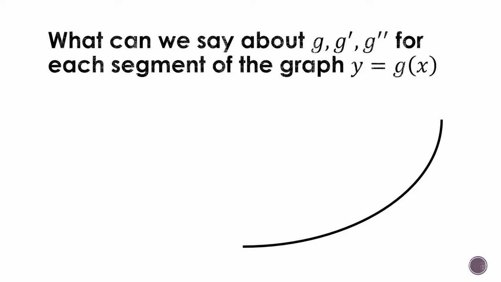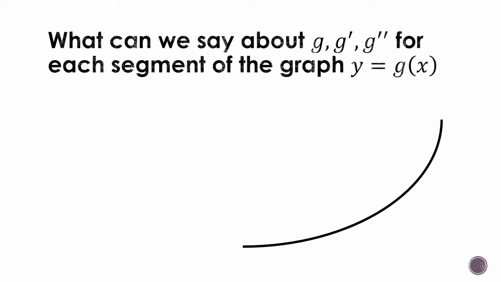This next section is going to have 4 different sketches, but all with the same directions. So to save some time and space in your keeper, write these directions down once. What can we say about g, g prime, g double prime for each segment of the graph y equals g of x? G is talking about this function that you're looking at.